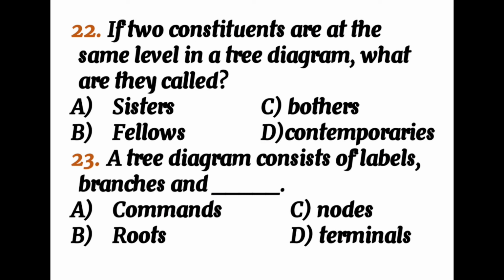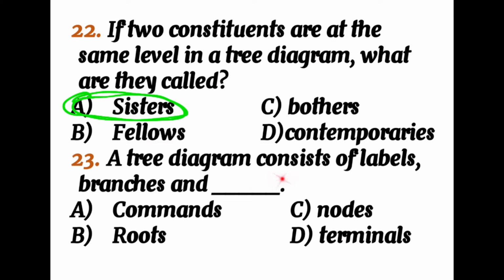The next question is, if two constituents are at the same level in a tree diagram, what are they called? Sisters, fellows, brothers, or contemporaries? The correct option is sisters. And the source from which they originate is called the mother. But there is no concept of fellows, brothers, or contemporaries in the tree diagram.